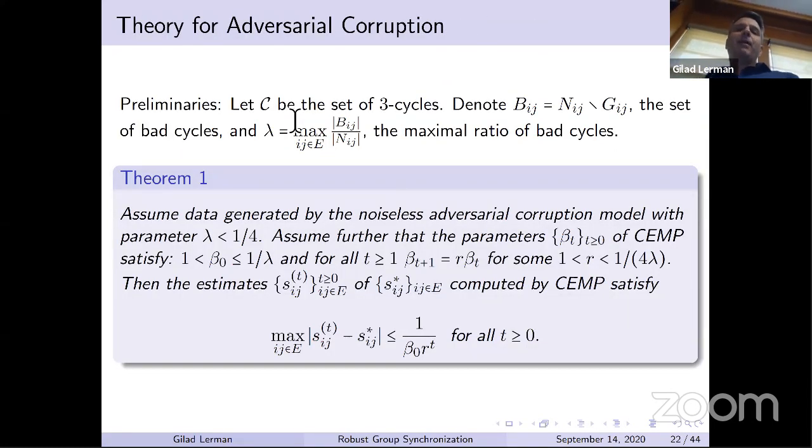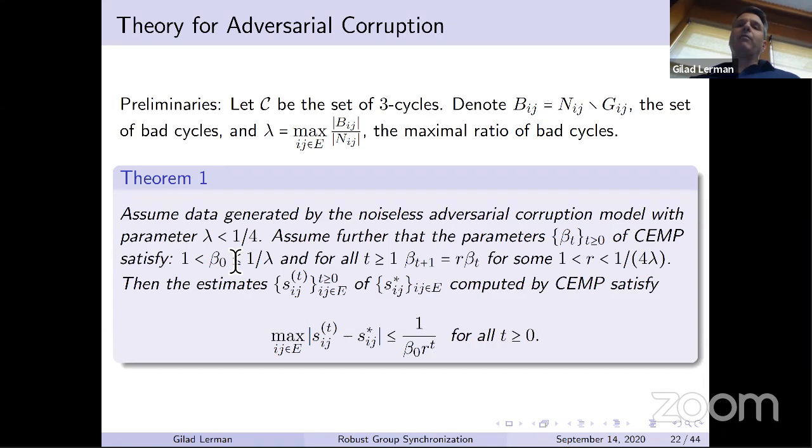So the mathematical theory says that under an assumption, and I'll explain it in a second, and with a certain choice of the parameter beta t, so here we actually form a geometric series with certain values of r, then our computed estimated corruption levels converge to the ground truth corruption levels with a linear rate of convergence. Okay, so it's a very clean theorem, but it has a certain assumption, which is here.